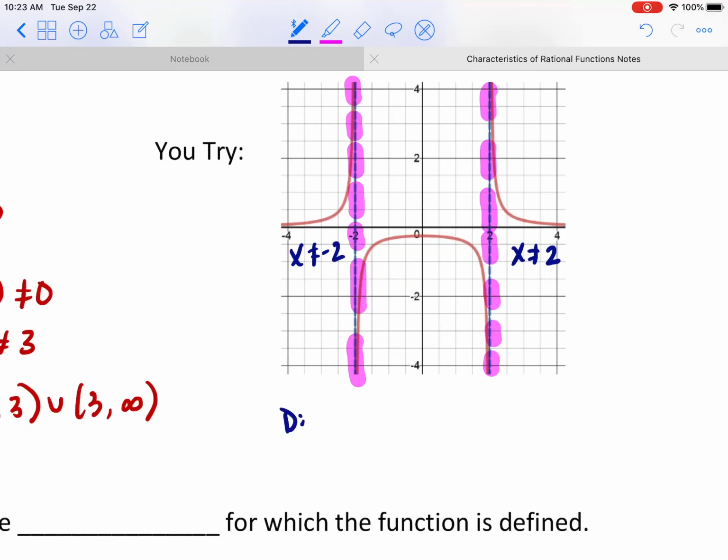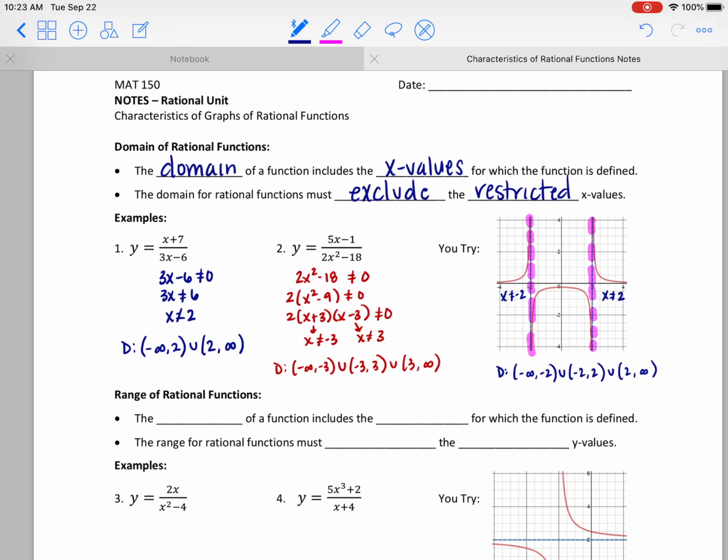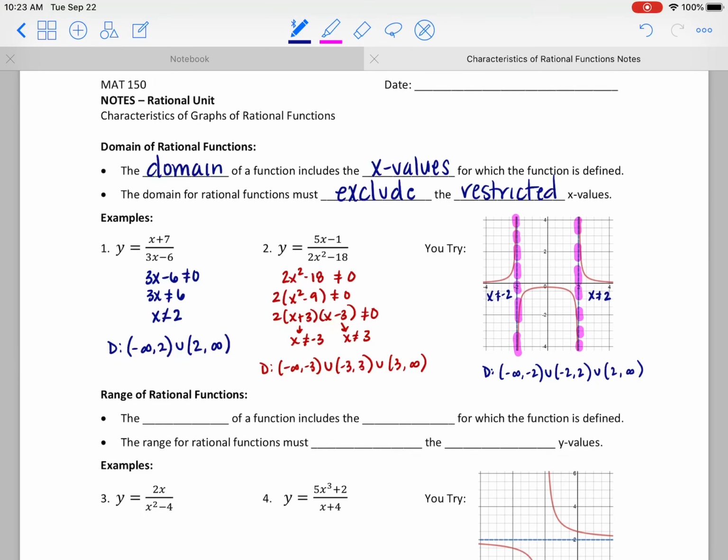So this domain can be everything before -2, which is everything from -infinity to -2, everything between -2 and 2, so -2 to +2, and everything after +2, so from 2 to infinity. Okay, so that's our domain. The domain has to exclude the restrictions for x.